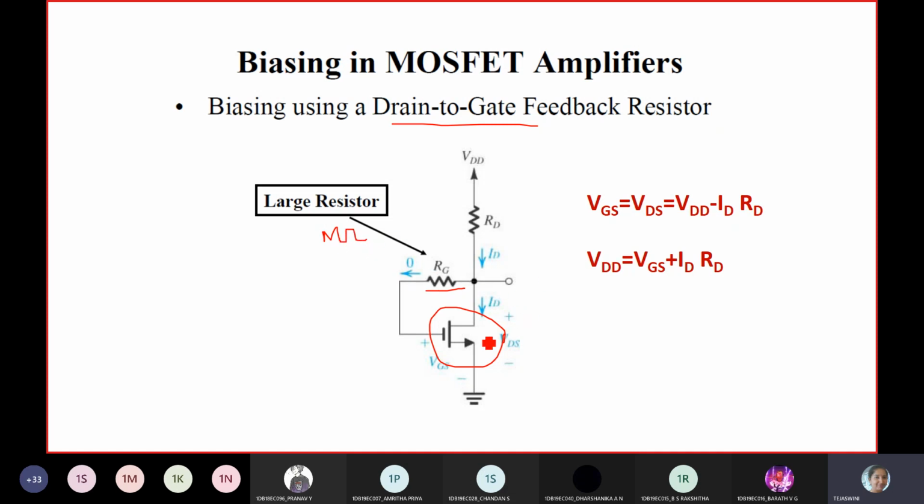So now just apply KVL to the outer loop. So here gate and the drain are shorted. So you can say VG is equal to VD. Yes or no? Because the source is shorted, VGS is also no meaning. So VGS is equal to VDS.